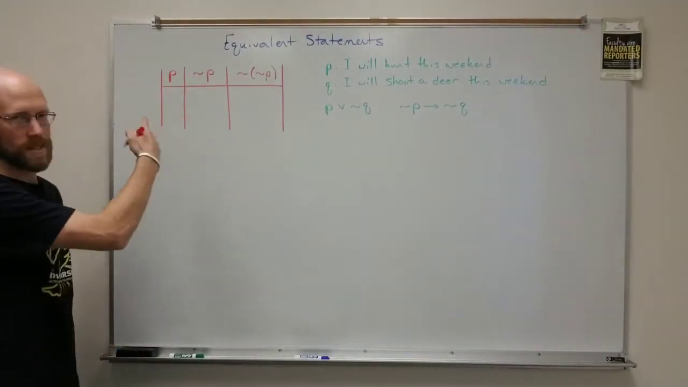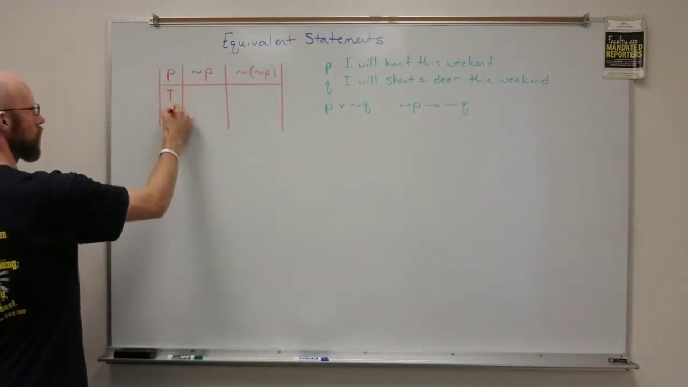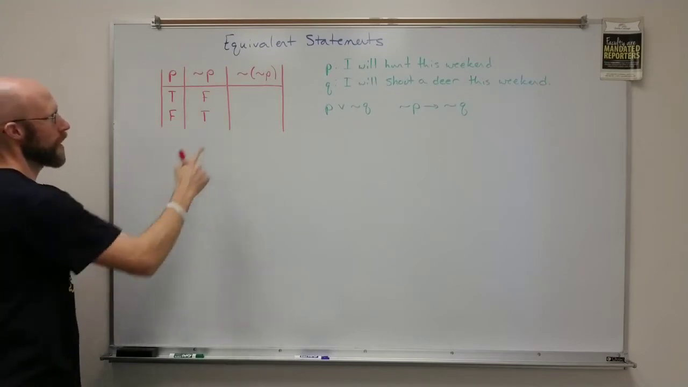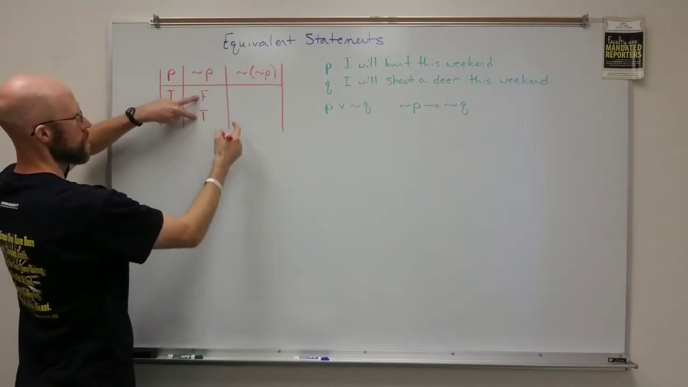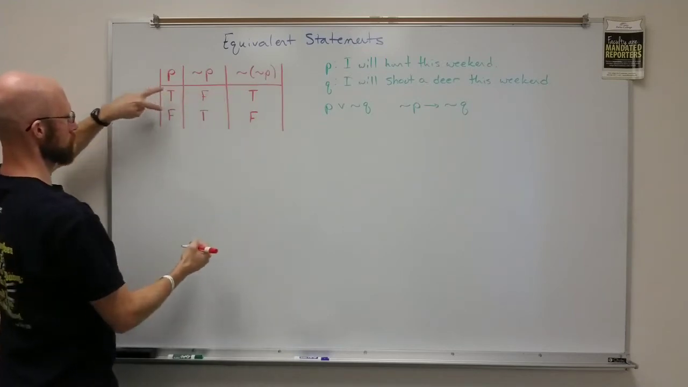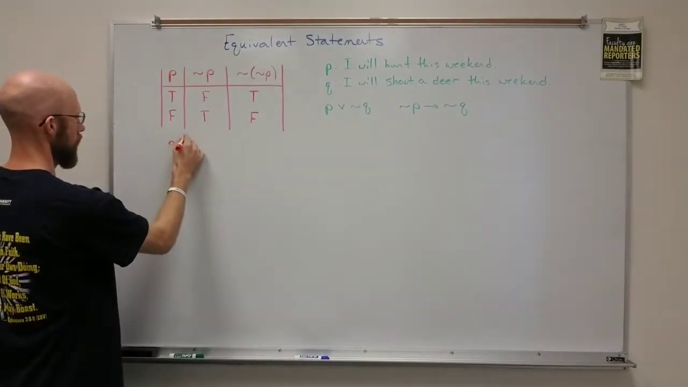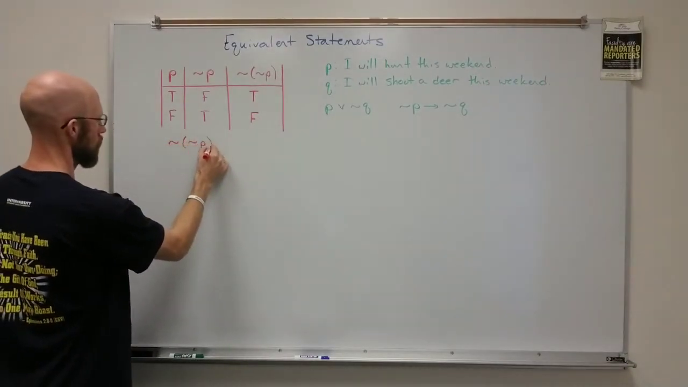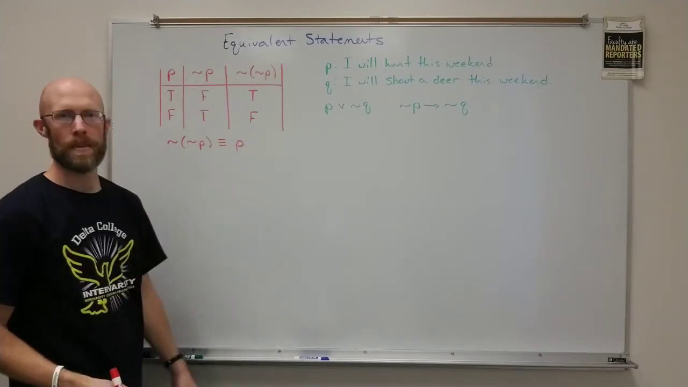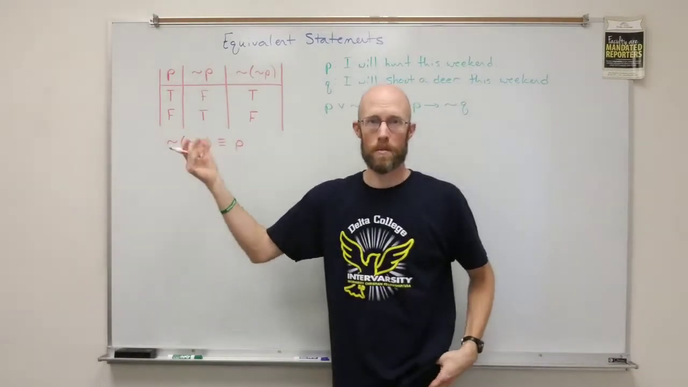So let's test it with the truth table. P is either true or false. Not P is the opposite, false or true. Not not P is the opposite of this, which is true or false, which matches the original. So this is the proof that not not P is equivalent to just P. And because P is arbitrary, it doesn't have to just be hunting this weekend. P is an arbitrary statement.